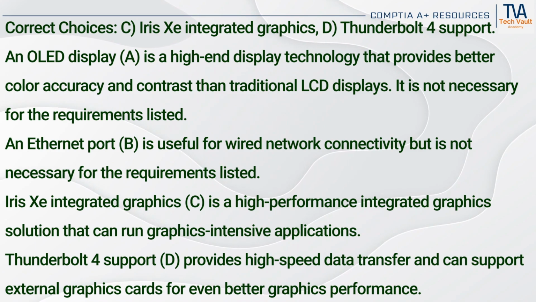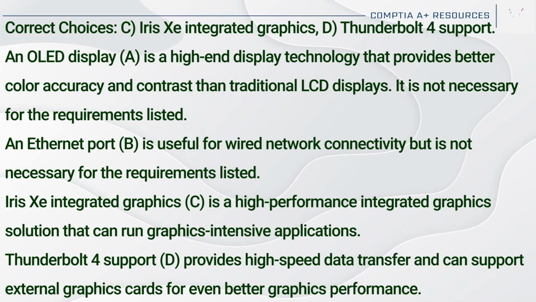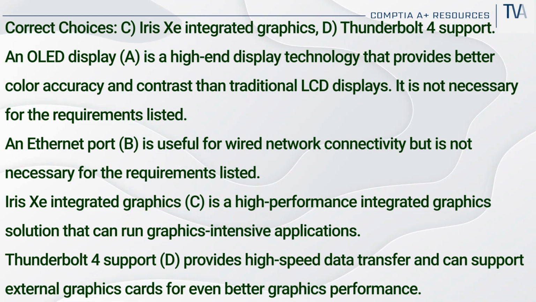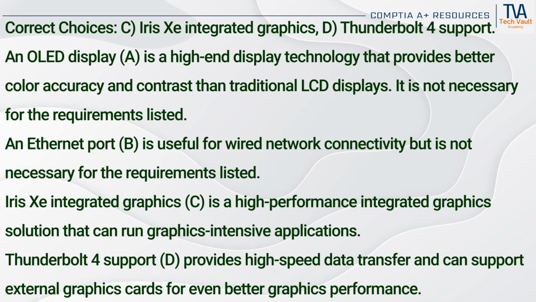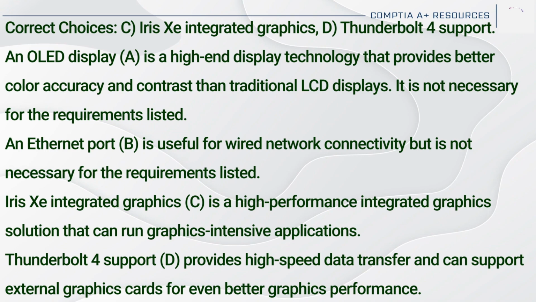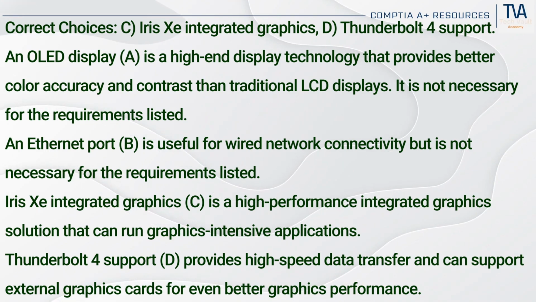Correct choices: C. Iris Xe integrated graphics. D. Thunderbolt 4 support. An OLED display, A, is a high-end display technology that provides better color accuracy and contrast than traditional LCD displays. It is not necessary for the requirements listed. An Ethernet port, B, is useful for wired network connectivity, but is not necessary for the requirements listed.